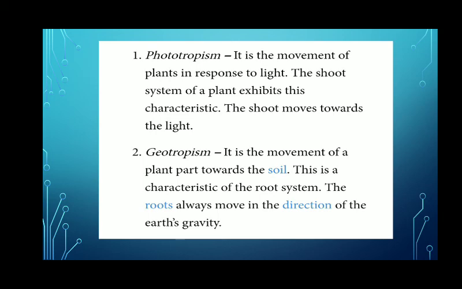On the other hand, the stem or shoot of a plant moves against the direction of gravity. Thus the shoot of a plant shows negative geotropism.